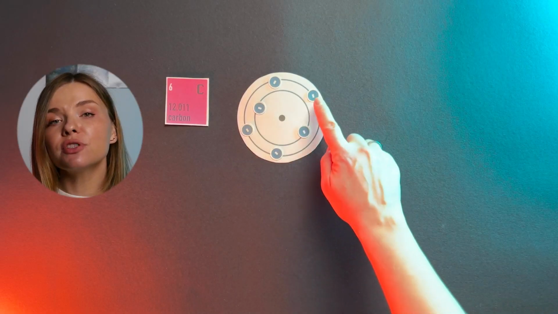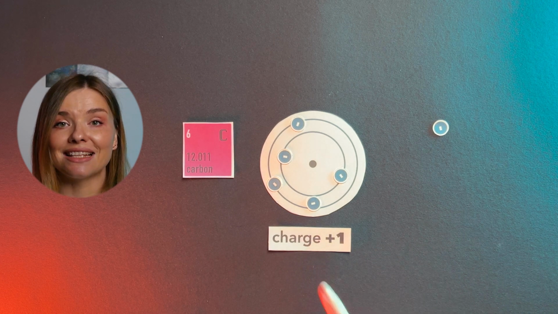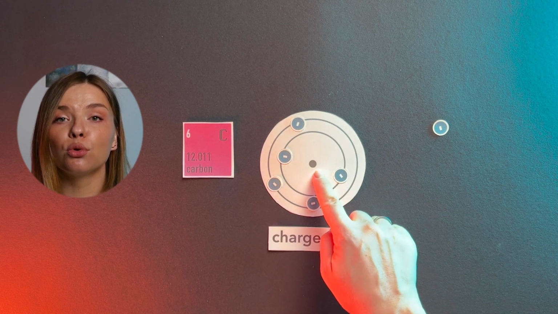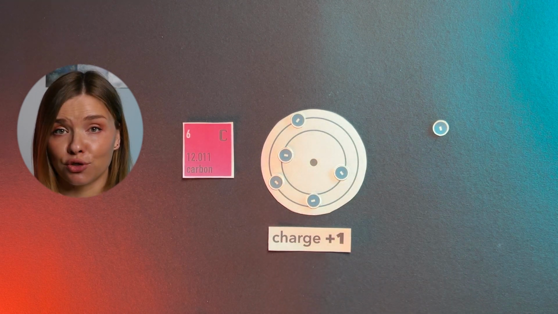Let's imagine a neutral atom like carbon. Removing the first electron from this atom requires less energy than removing the second electron, and so on. This happens because when the first electron is lost, the atom becomes positively charged and the remaining electrons are pulled closer to the nucleus, making them harder to remove.